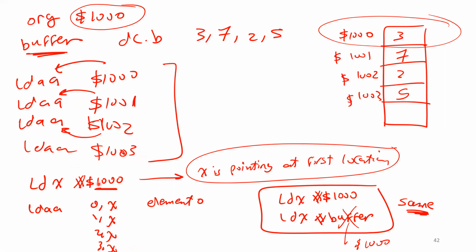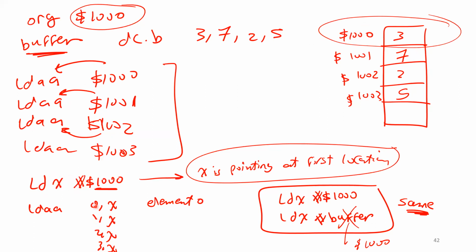Or look here, I can do something like that. I can say load X. Look here, this is your question: what should be in X? Load X, and then I'm gonna put here hashtag 1000. So now I'm gonna store in X 1000, which is the beginning address.